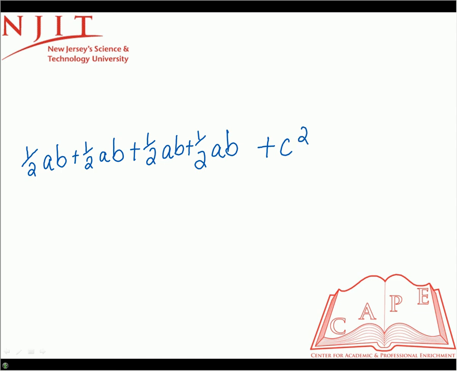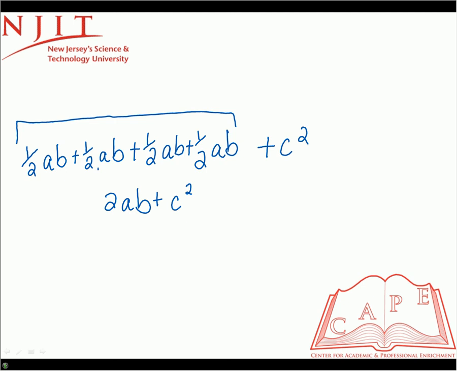And now let's condense this a little bit. 1/2 AB plus 1/2 AB plus 1/2 AB plus 1/2 AB is just adding the 1/2s. There's 4 of them, so that comes out to be 2AB, and then plus c squared. Right? Okay. So that's figure 1.